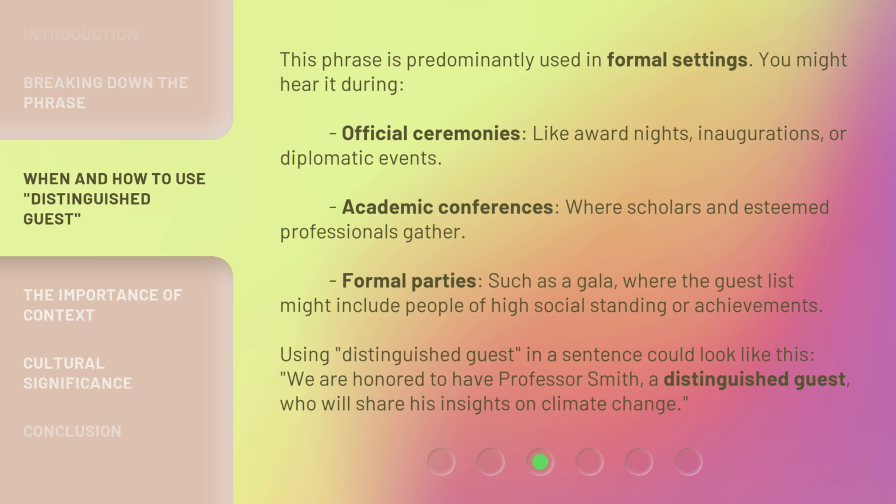This phrase is predominantly used in formal settings. You might hear it during official ceremonies, like award nights, inaugurations, or diplomatic events. Academic conferences, where scholars and esteemed professionals gather. Formal parties, such as a gala, where the guest list might include people of high social standing or achievements. Using distinguished guest in a sentence could look like this: We are honored to have Professor Smith, a distinguished guest, who will share his insights on climate change.